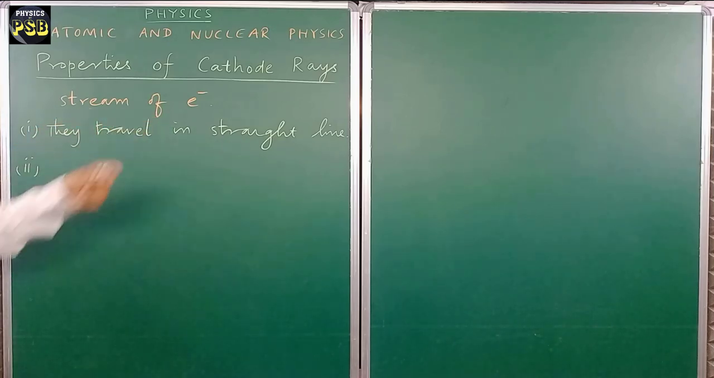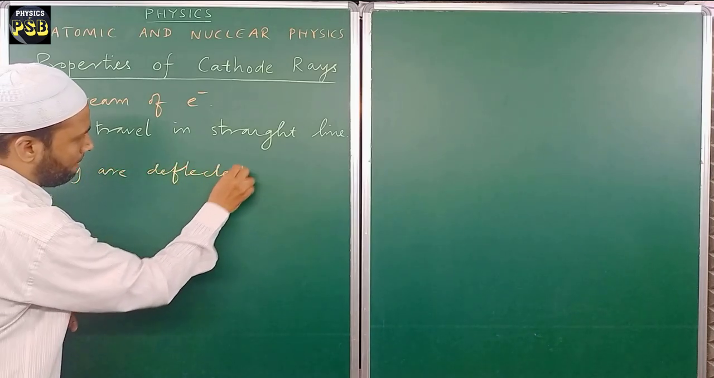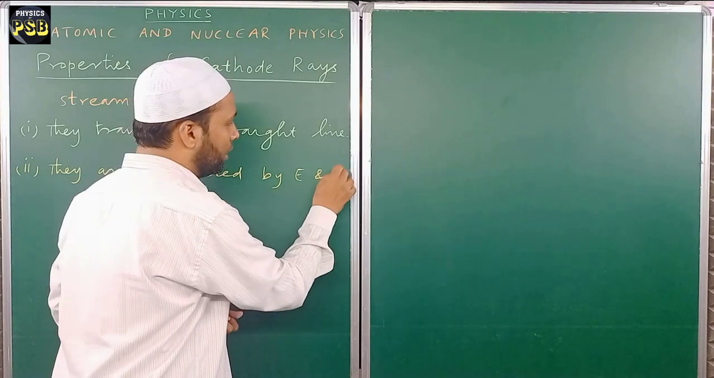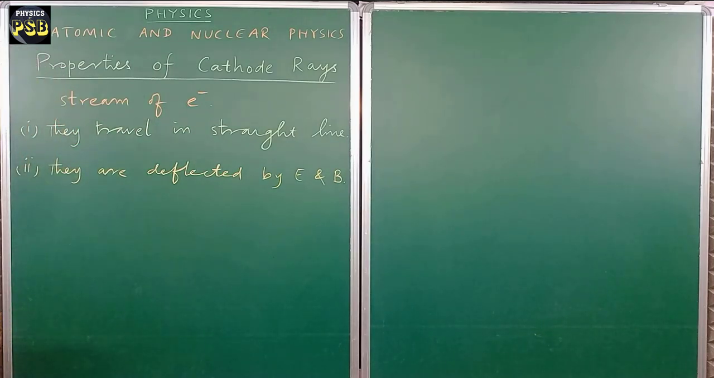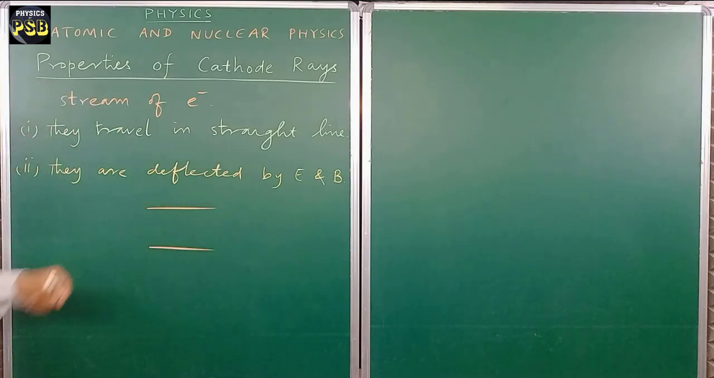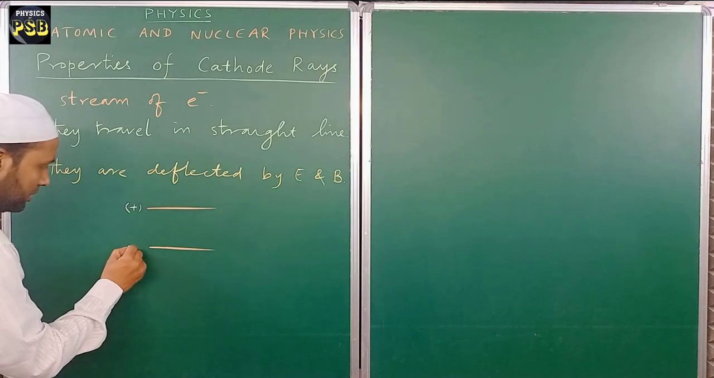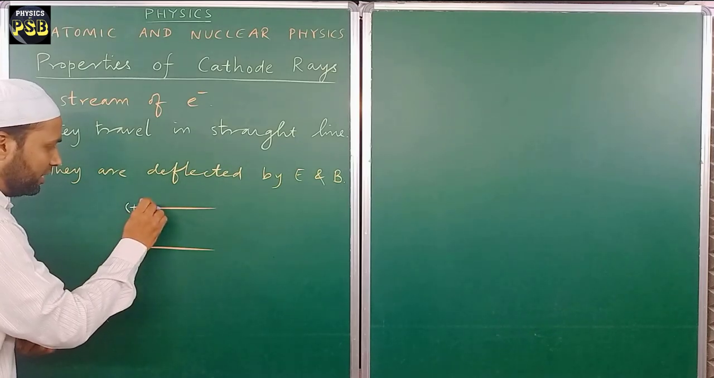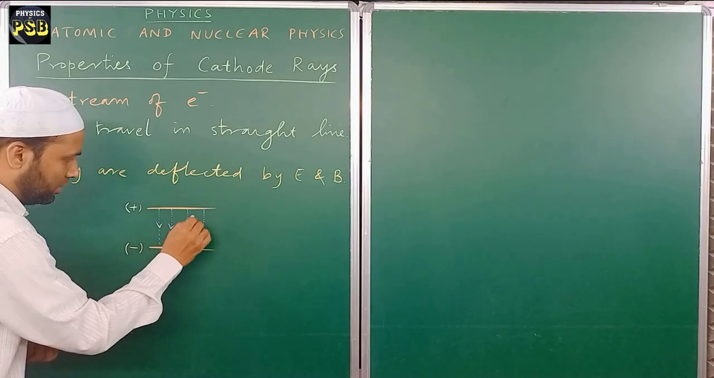This deflection is due to the presence of electrons. They are deflected by electric field and magnetic field. Here, E stands for electric field and B stands for magnetic field. Suppose I produce an electric field by passing current through two metal plates. Suppose the upper plate is connected to the positive terminal of the power supply and the lower metal plate is connected to the negative terminal. Then the electric field produced will act in this direction, from positive towards the negative terminal.